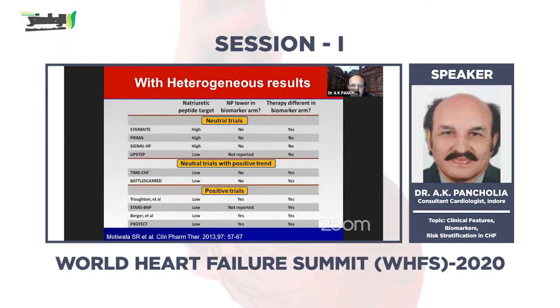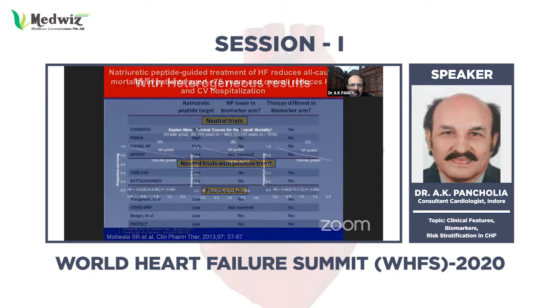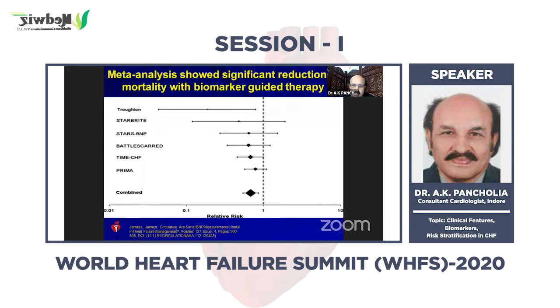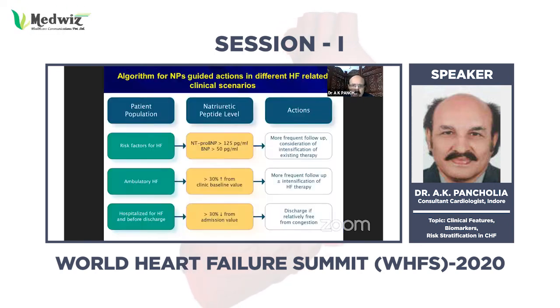A number of trials are there, with some trials having neutral effects, some having neutral effects with a positive trend, and some trials showing positive results. Natriuretic peptides guided treatment of heart failure reduces all-cause mortality in patients aged less than 75 years and overall reduces the heart failure and cardiovascular hospitalization. Meta-analysis showed a significant reduction in the mortality with the biomarkers guided therapy. As you can see in these trials, there are forest plots which clearly showed the benefit.